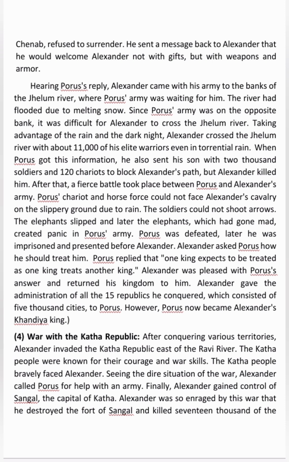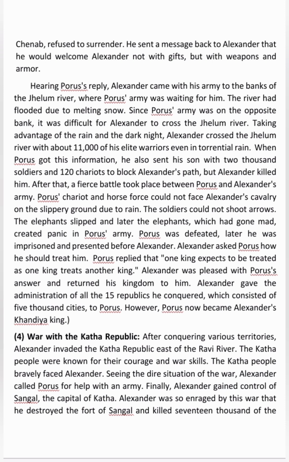army was waiting for him. The river had flooded due to melting snow. Since Porus's army was on the opposite bank, it was difficult for Alexander to cross the Jhelum River. Taking advantage of the rain and the dark night, Alexander crossed the Jhelum River with about 11,000 of his elite warriors, even in torrential rain.